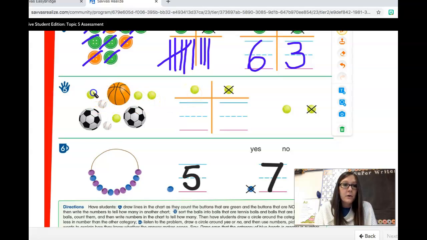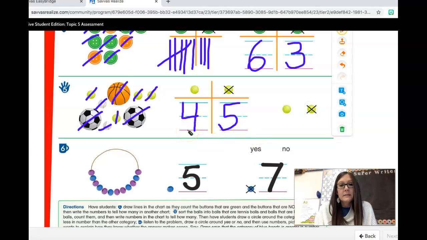Let's get started. All right, first, tennis balls are these little bitty green ones. Let's count those first. 1, 2, 3, 4. 4 tennis balls. Now let's count the ones that are not tennis balls. 1, 2, 3, 4, 5. 5 that are not tennis balls. Which group has less? Tennis balls or not tennis balls? Let's see. 4 tennis balls, 5 not tennis balls.